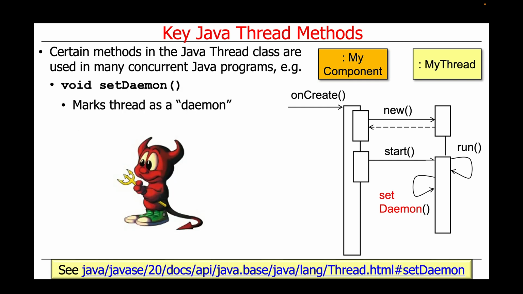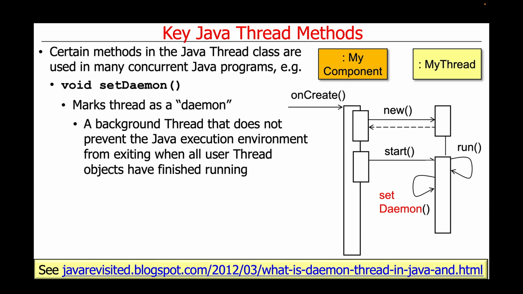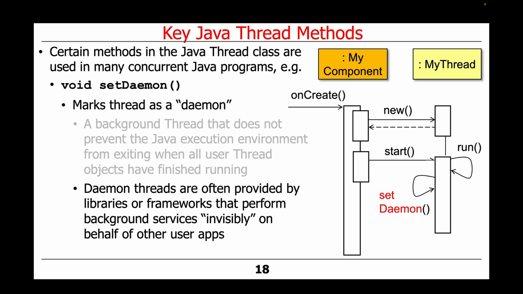The set daemon method marks a thread as a so-called daemon thread. A daemon thread is a background thread that doesn't prevent the Java execution environment, such as the Java virtual machine, from exiting when all user thread objects have finished running. Daemon threads are often provided by libraries or frameworks that perform background services invisibly on behalf of other user applications.